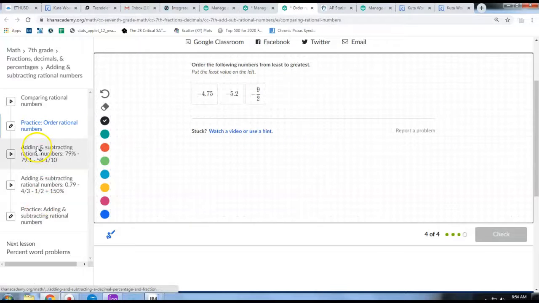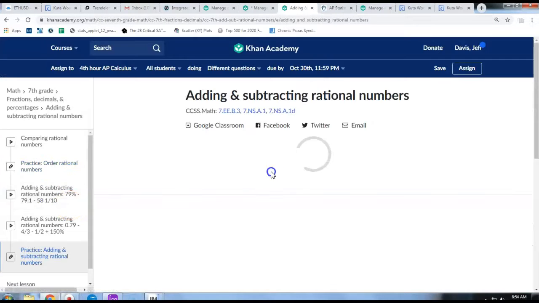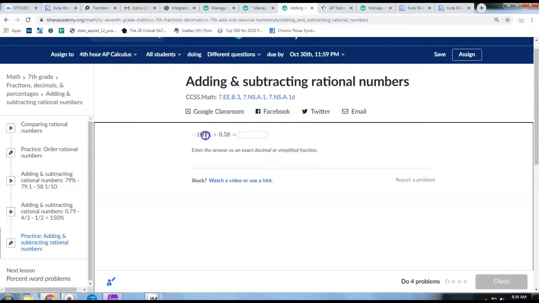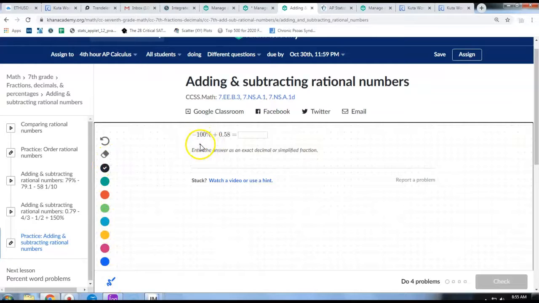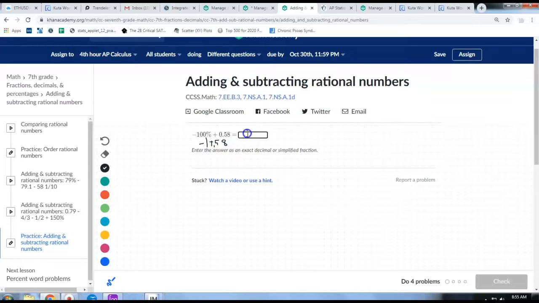Adding and subtracting rational numbers. All right, so we've got to put this in. You can't add and subtract percent, so we're going to have to turn that into a decimal. The way you turn something into a decimal is divide it by 100. So this would actually be -1. And then plus 0.58. So that comes out to negative 0.32. Uh-oh. Oh, negative 0.42. I just can't add.